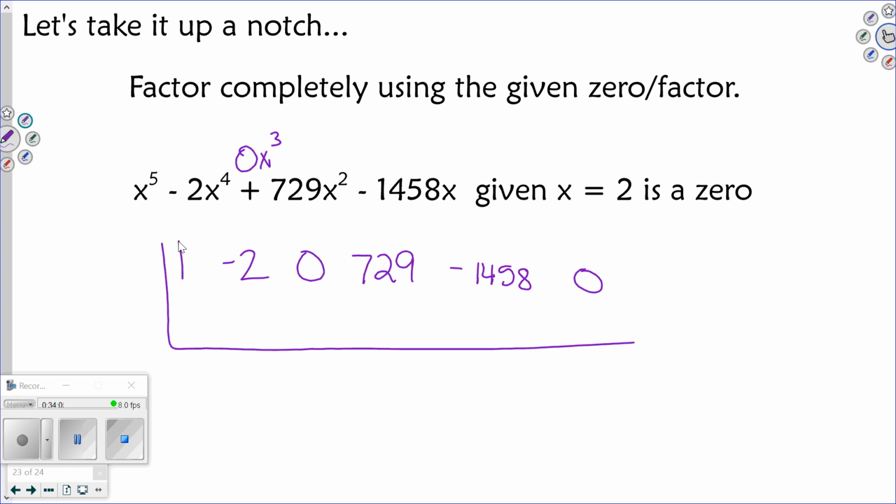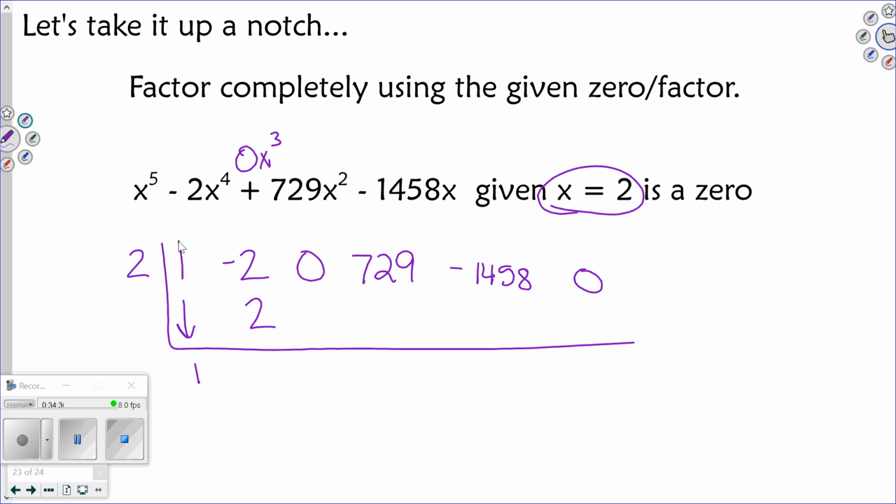What am I dividing by? 2 or negative 2? Positive 2. They gave you x equals 2. Every time we were always dividing by whatever it equaled, so they actually gave that part to us. So this one's a little tricky, just in that you have zeros that you have to put in there, and they gave you the x equals part, so we don't have to change that. All right, let's do our synthetic.